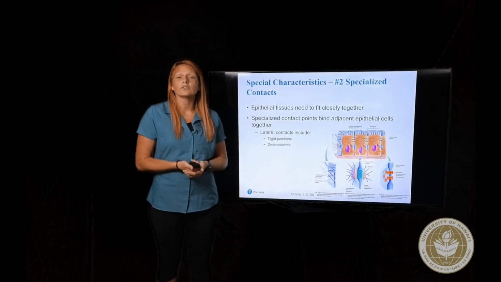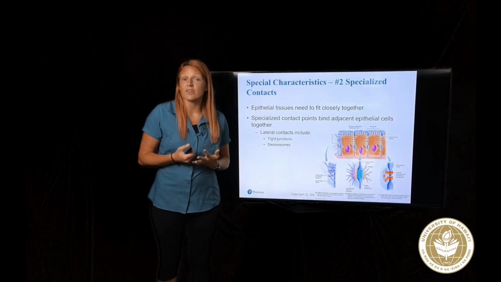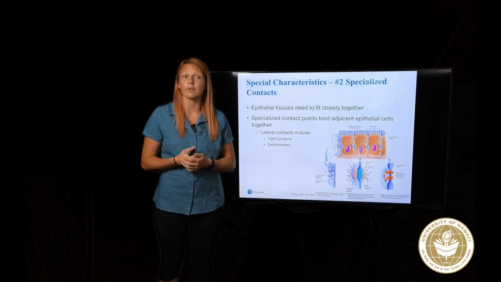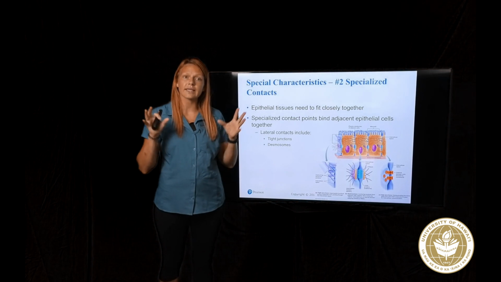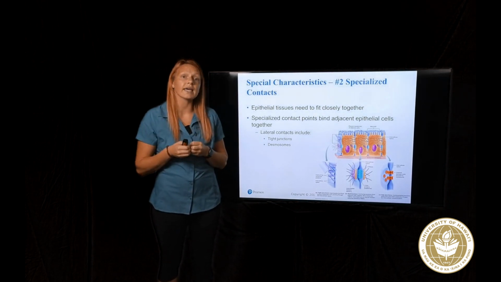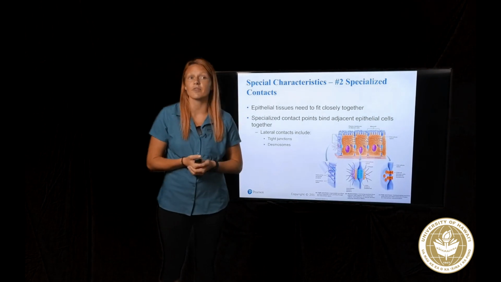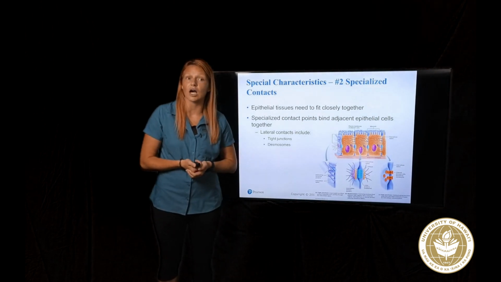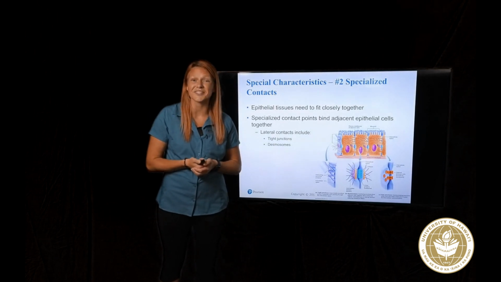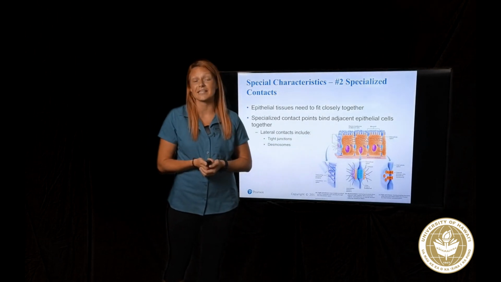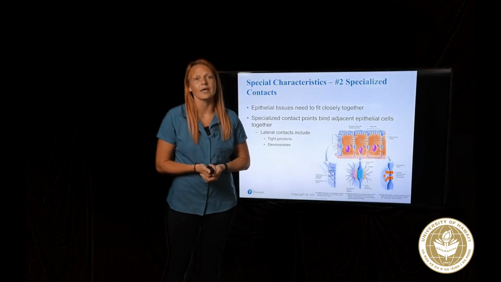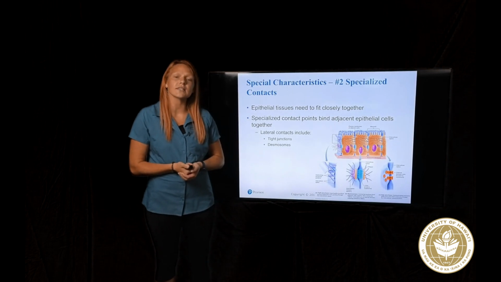So the second characteristic is that with epithelial tissue, we're going to have specialized contacts because the epithelial cells need to fit very closely together. So this second special characteristic of epithelial cells is specialized contacts such as our desmosomes and tight junctions that we already talked about earlier in today's lecture. So hopefully now you understand why I waited to bring those up. So we have the desmosomes and the tight junctions.